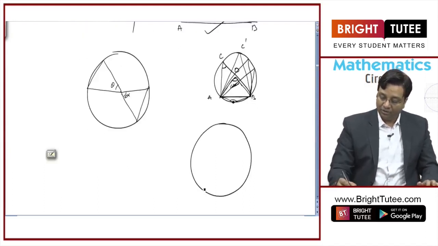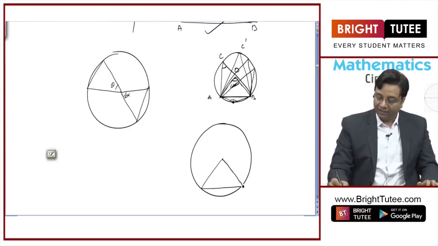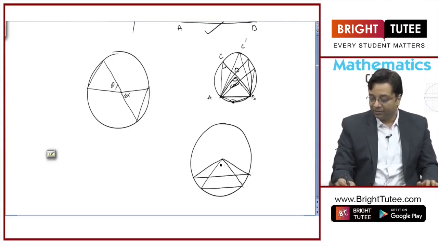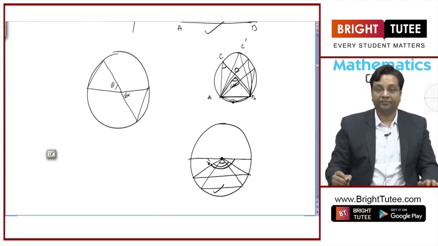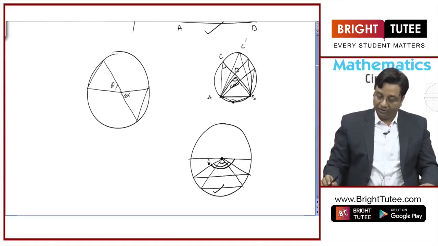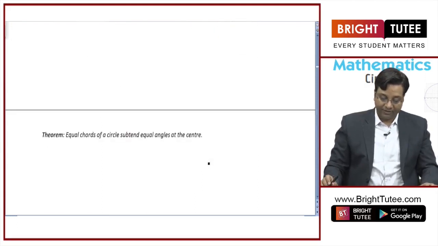If we notice the chords and the angle subtended at the center of the circle, if I take a bigger chord, the angle subtended will become bigger. Earlier this was the angle for this chord. Now I have taken a bigger chord, so the angle also got bigger. What is the largest chord that I can take? The diameter, which is the largest chord. And what will be the angle subtended at the center? The straight angle. So let us study some theorems here.